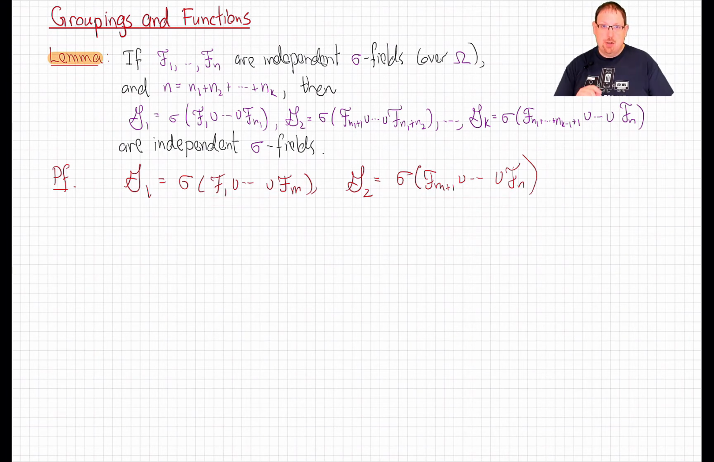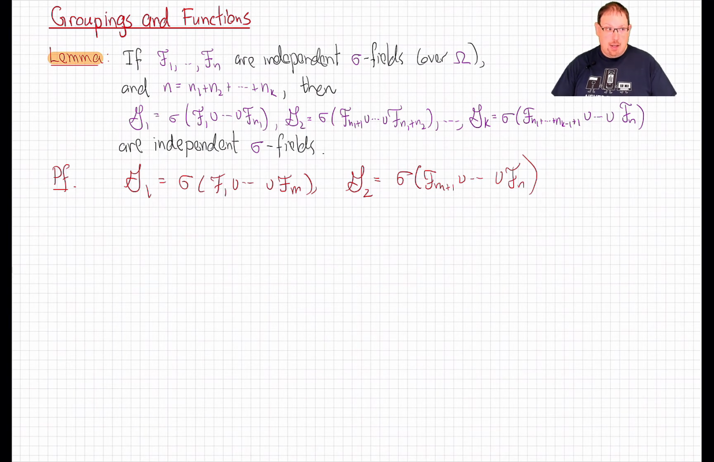But that's not true. These are not pi systems. The union of two sigma fields is not a pi system. It's not necessarily closed under intersection. But that's okay. All we need to do is turn them into pi systems that still generate the same overall sigma fields G1 and G2.